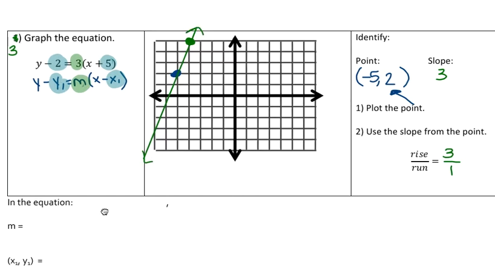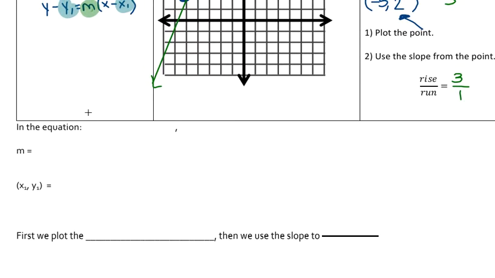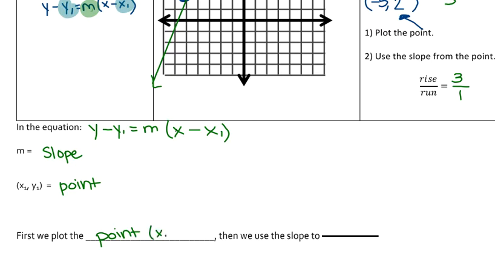Okay, so in the equation, we're going to write down the equation here, is y minus y1 equals m times the quantity of x minus x1. Okay, m is the slope, and the x1 and the y1 is the point. But we have to remember, what are we going to start by doing first? We're going to start by plotting the point. That's the x1, y1. And then we use the slope, the m, to rise and run.